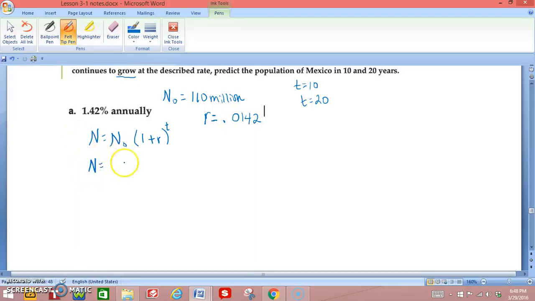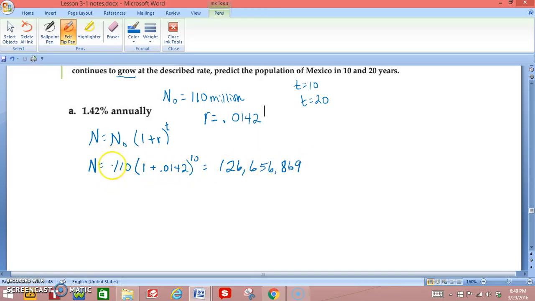So N equals, and we'll go ahead and just leave this as 110 and we'll deal with the million part later. That means that when we get our answer, we'll have to convert it to millions. And then 1 plus 0.0142, or that's the same as 1.0142 to the 10th power. And I believe when you put that in your calculator, you will get 126,656,869.